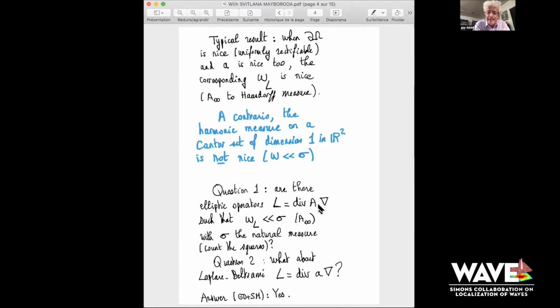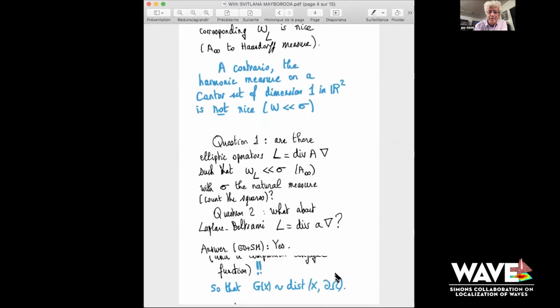So for instance, A would not be the identity, L would not be the Laplacian. Can you try to find an operator which is adapted to the Cantor set so that harmonic measure becomes nice? And my second question, which is the one I prefer to some extent, is can you even choose elliptic operators of the form divergence times some scalar function times gradient, which means the geometry is essentially perturbing the distance? And the answer is going to be yes.